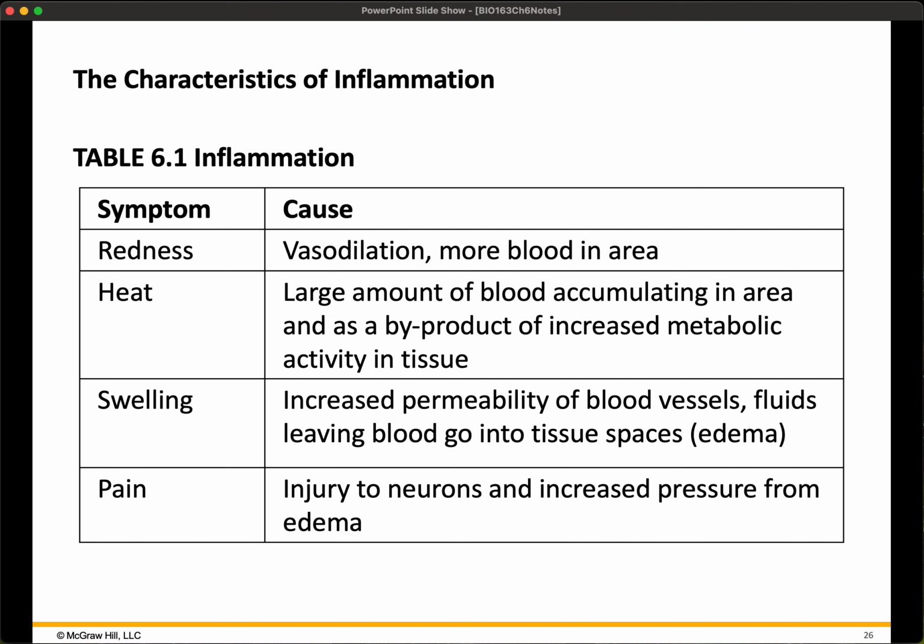So that's why something like ibuprofen or Tylenol helps with swelling and helps with pain, because they're causing blood to drain out of that area. They're reducing the vasodilation of those spots.